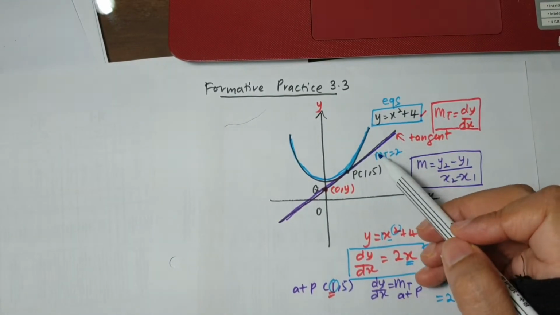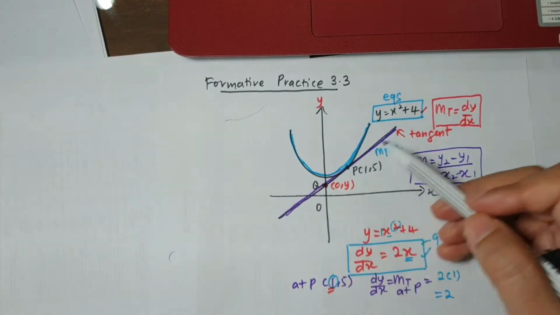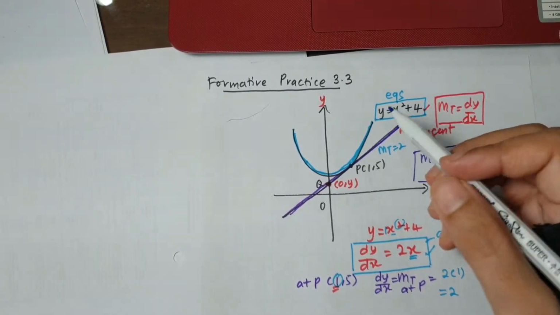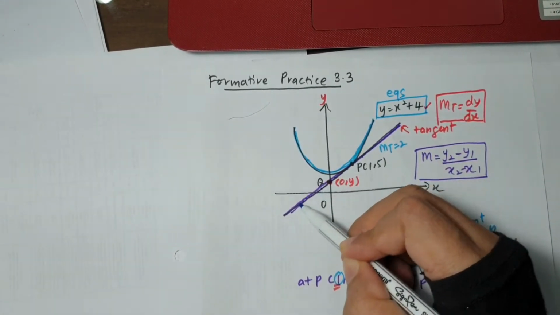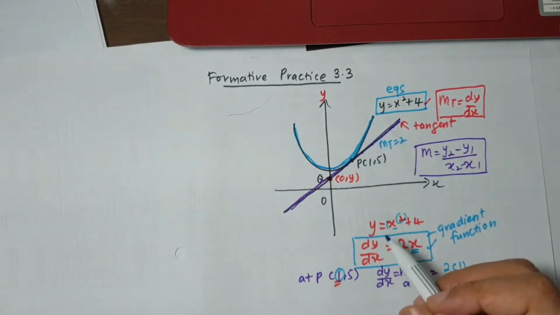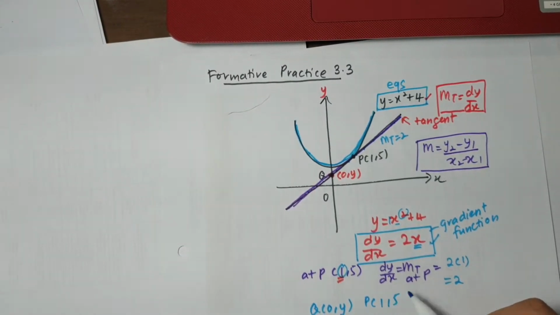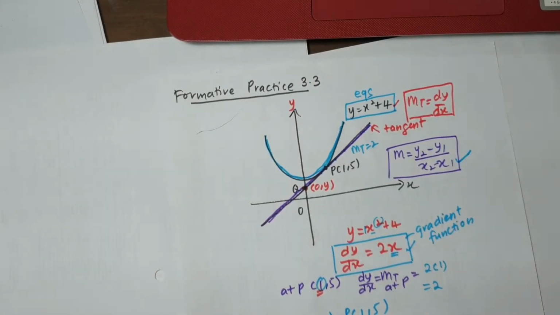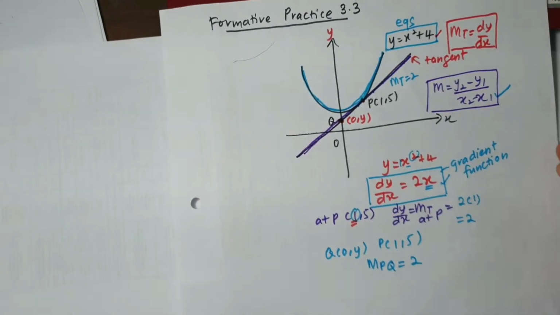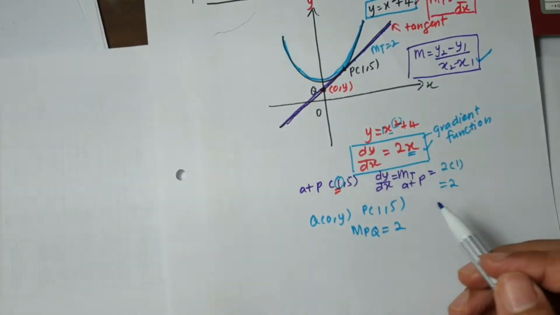Once you know that the tangent here is a straight line, the gradient of a straight line is a constant. We have learned that. So at any point, the gradient is the same on this straight line. So there you have point Q (0, y) and point P (1, 5). Since you know the gradient of the line PQ is 2, where this line is a tangent to the curve, we can apply the formula right now.